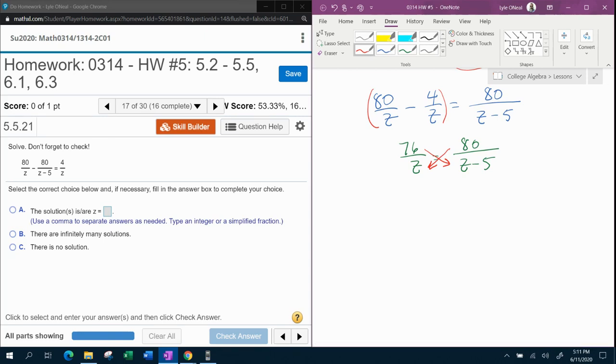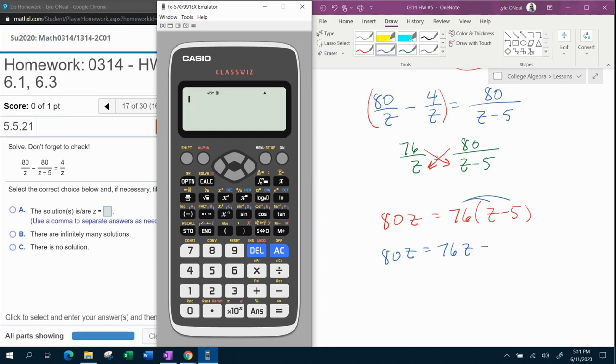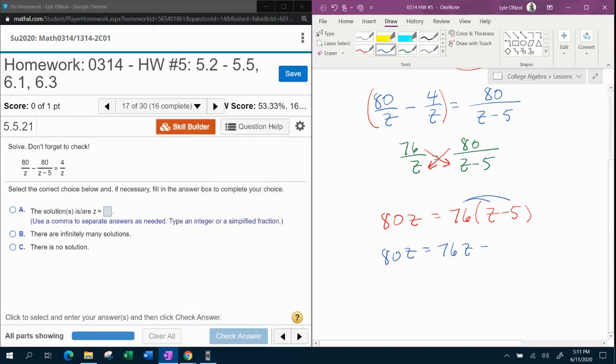So we're going to go 80 times z, which is 80z. On the other side, it's going to be 76 times z minus 5. And I am going to need to distribute that 76. All right, so that's 80z equals 76z minus, I'm going to need a little calculator assistance, 76 times negative 5 is negative 380.